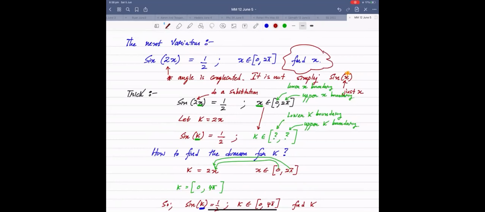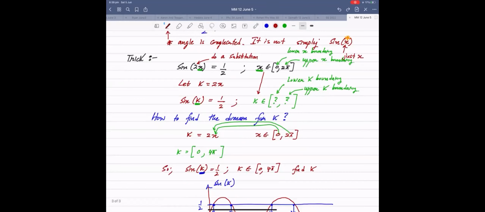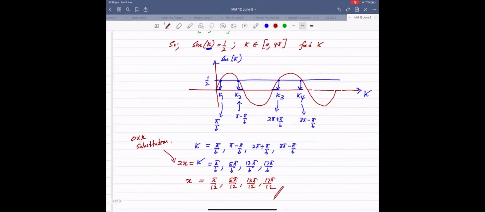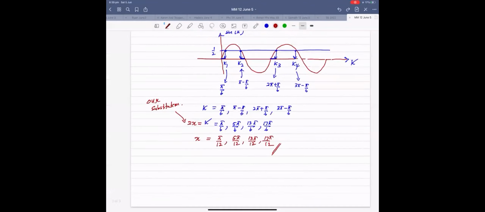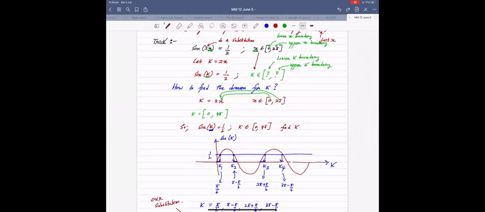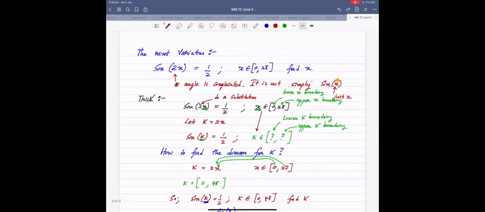Look at the question. Now, you can't directly find x. Why? Because of the complexity, right? Inside is complicated. The angle is complicated. So you use the trick. That trick would be the substitution. You sub those values in, you modify your domain, and you use the usual methodology. You find k and then x. Easy. Otherwise, if you just want to do it in this way, having the original form is going to be so complicated. I mean, visualization is complicated. So it's very hard to do.